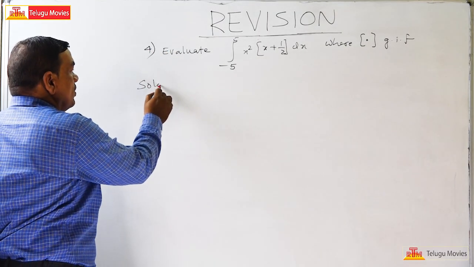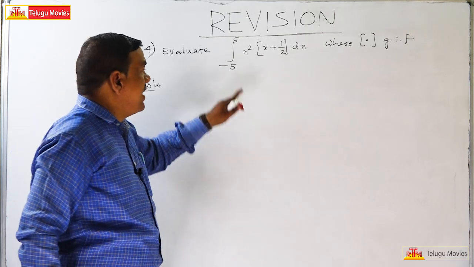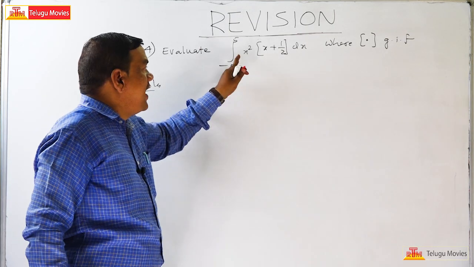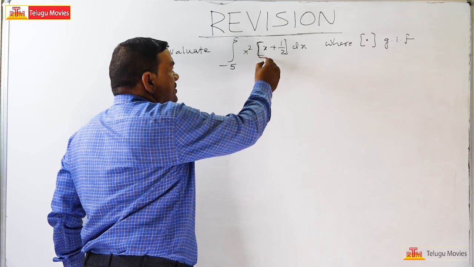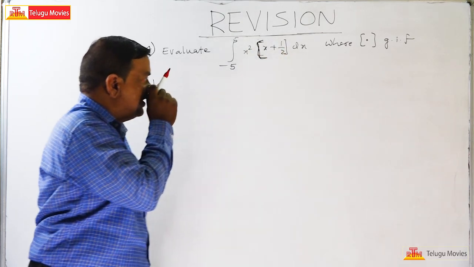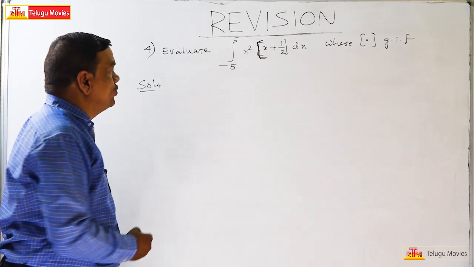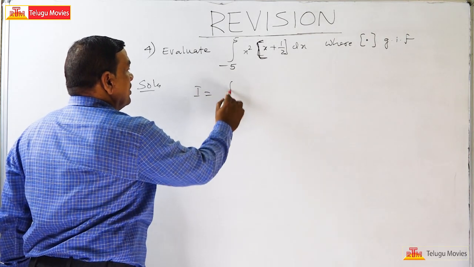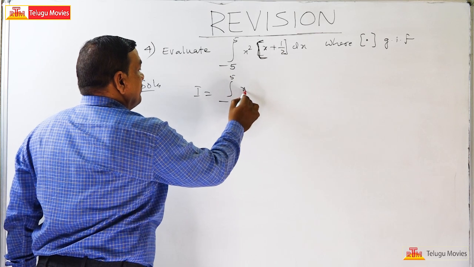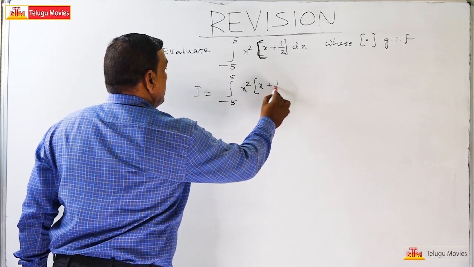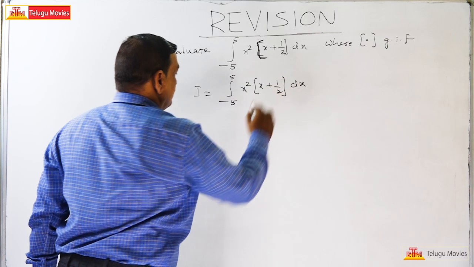See this problem. Evaluate the integral from minus 5 to 5 of x square into the greatest integer function of (x plus 1 by 2) dx, where [ ] is the greatest integer function. That is how to do. Let us call it I, the integral from minus 5 to 5 of x square into step of (1 by x plus 1 by 2).